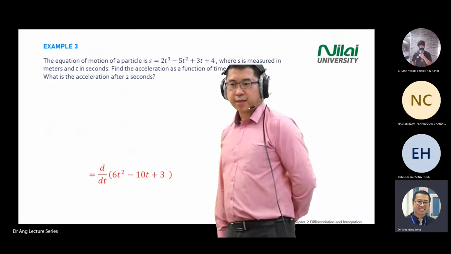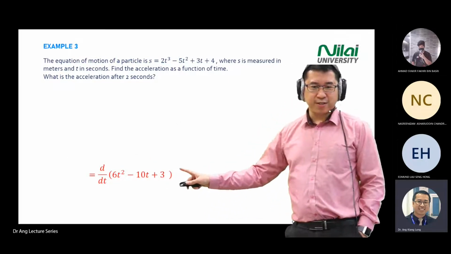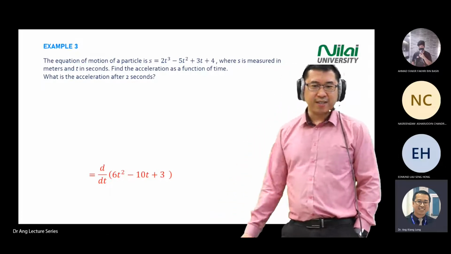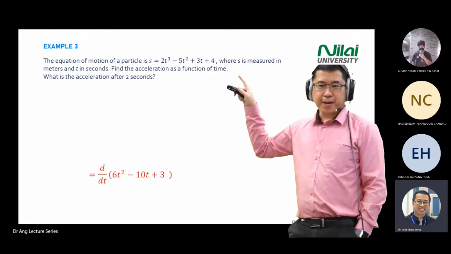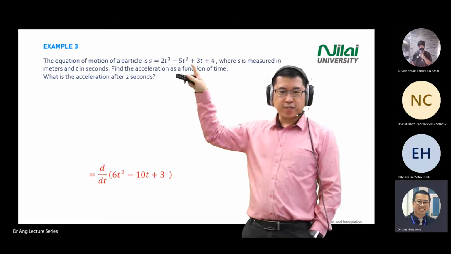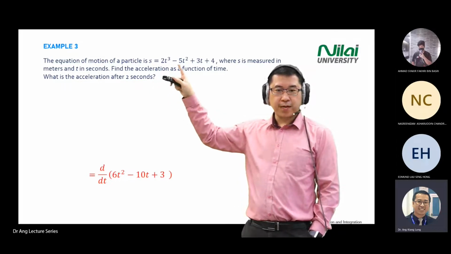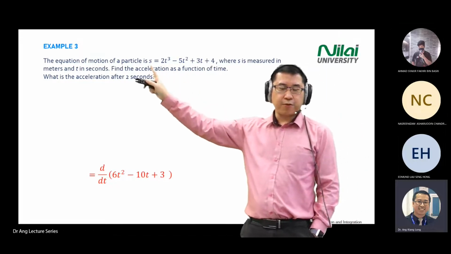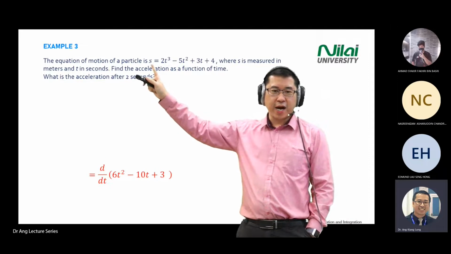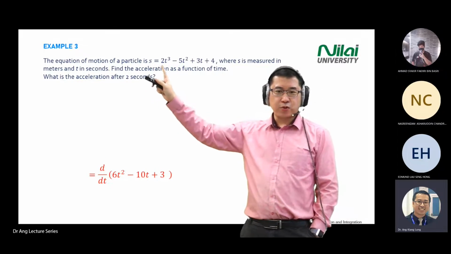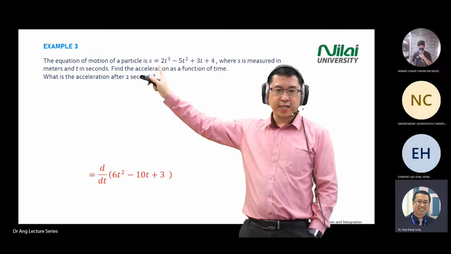Example number 3. This one is more on application. Apologize for this one, I missed out the translation in the PowerPoint setting. Okay, so let's look at the question. The equation of the particle is given by S equal to this equation. So basically you have a displacement and the time. S equal to 2t cubed minus and so on. If you are not scared by the S and T, you just see this one as Y, this one as X. Y equal to 2x power 3 minus 5x power 2 plus 3x plus 4. You can see it that way.